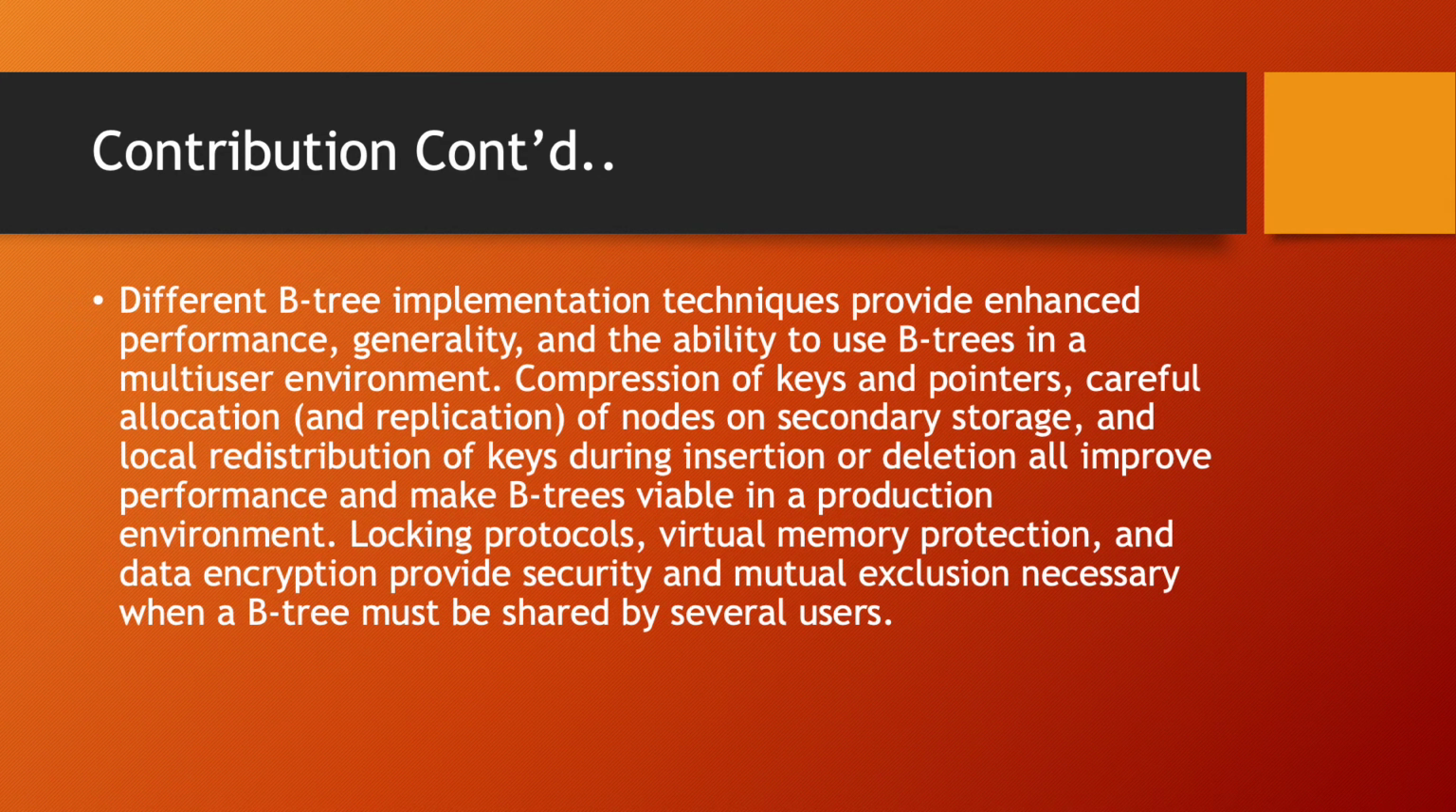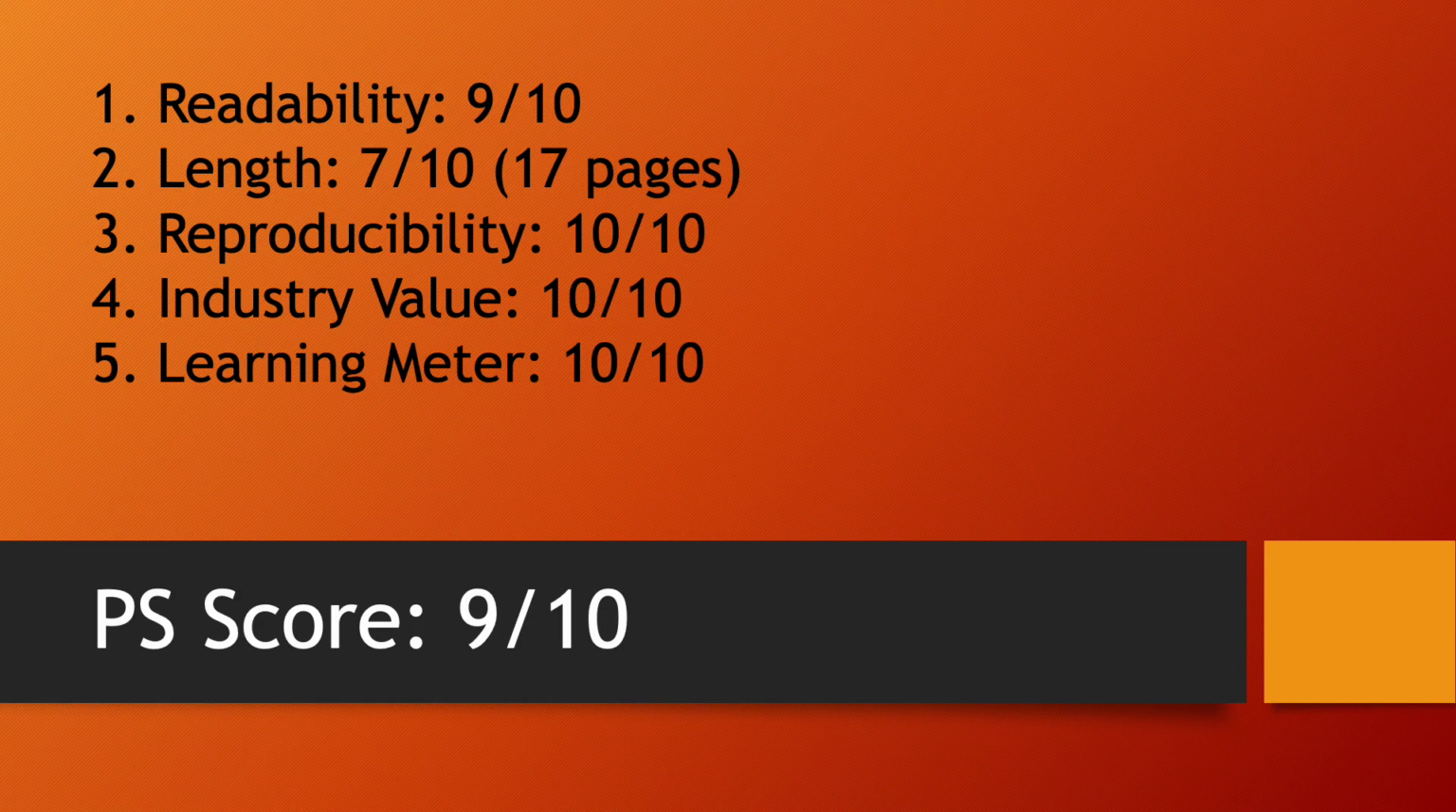Different B tree implementation techniques provide enhanced performance, generality, and the ability to use B trees in a multi-user environment. Compression of keys and pointers, careful allocation of nodes on secondary storage, and local redistribution of keys during insertion or deletion all improve performance and make B trees viable in a production environment. Locking protocols, virtual memory protection, and data encryption provide security and mutual exclusion necessary when a B tree must be shared by several users.